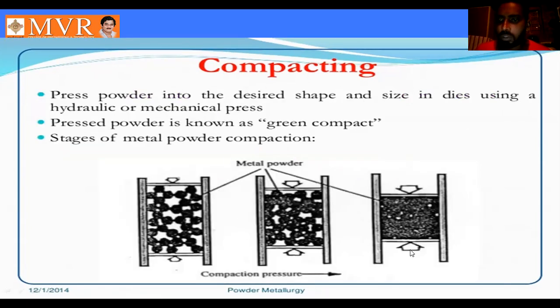So equal and opposite force we are applying on the powder. After that only we are getting the strong object. If equal and opposite force is not applied on the powder, what happens, sir? We have one doubt.